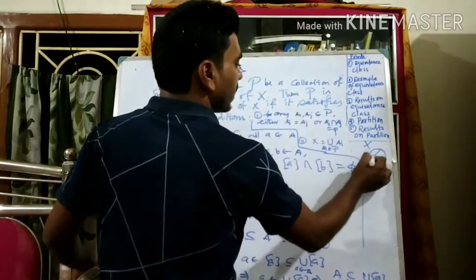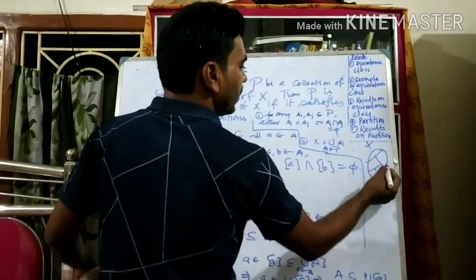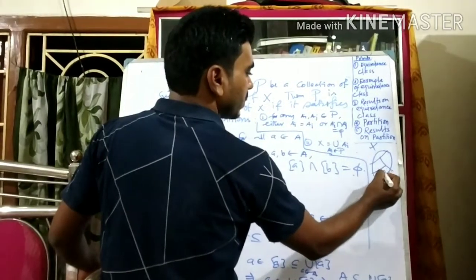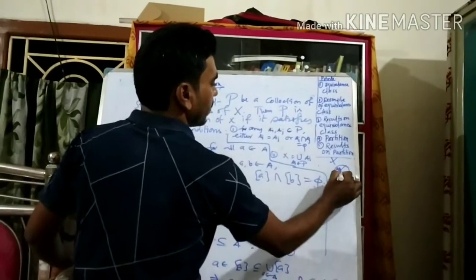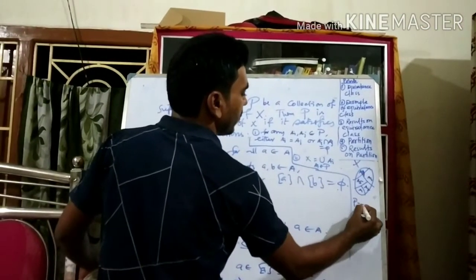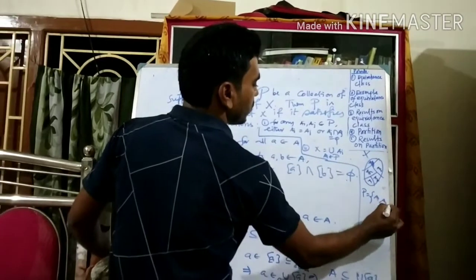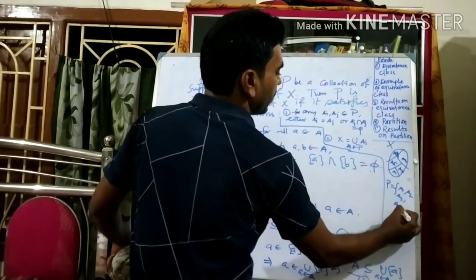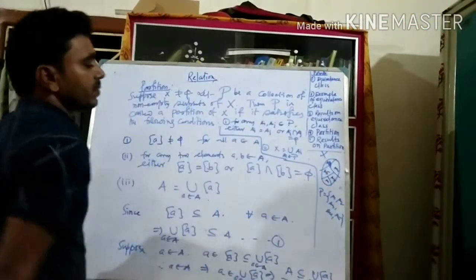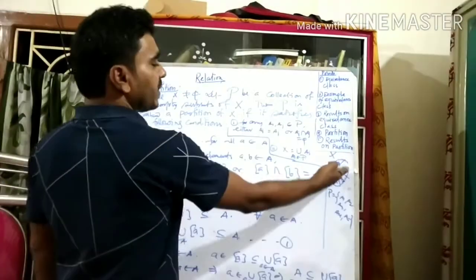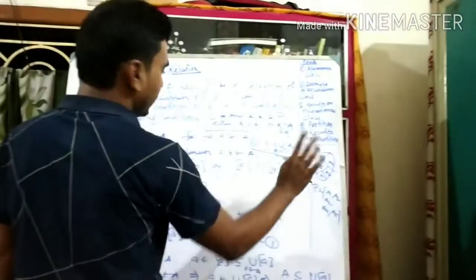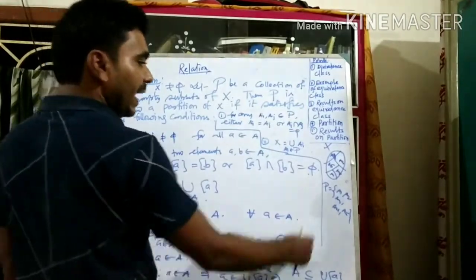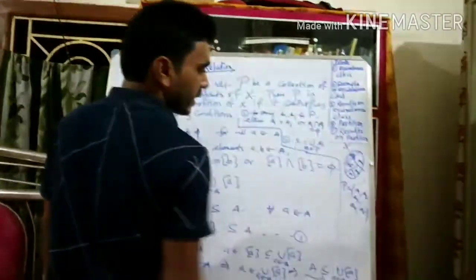Suppose our collection P will be our collection. This one is A1, A2, A3, A4, A5. So P is A1, A2, A3, A4, A5. So it is something like this. You see, any two elements of this set P are disjoint, and their union is the whole set X.